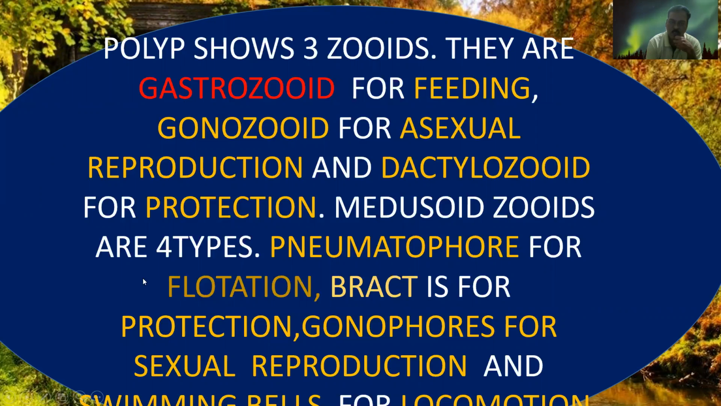The medusoid zooids are of four types. The pneumatophore or float is meant for buoyancy as well as flotation. The bract is meant for protection, or offense and defense of the system. Gonophores are meant for sexual reproduction, and the swimming bells are meant for locomotion.